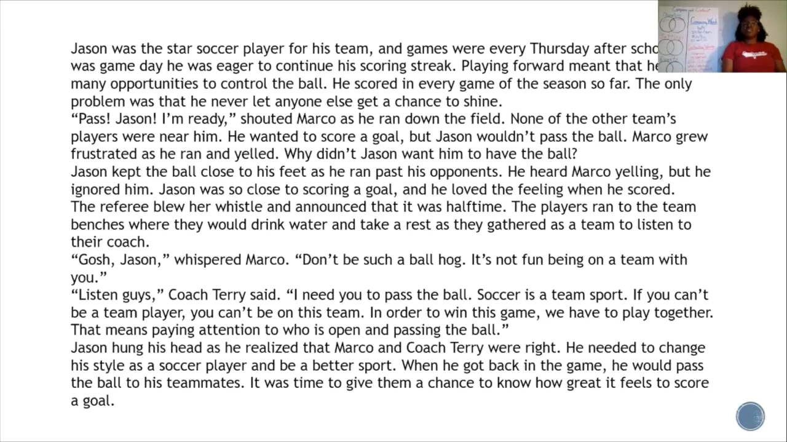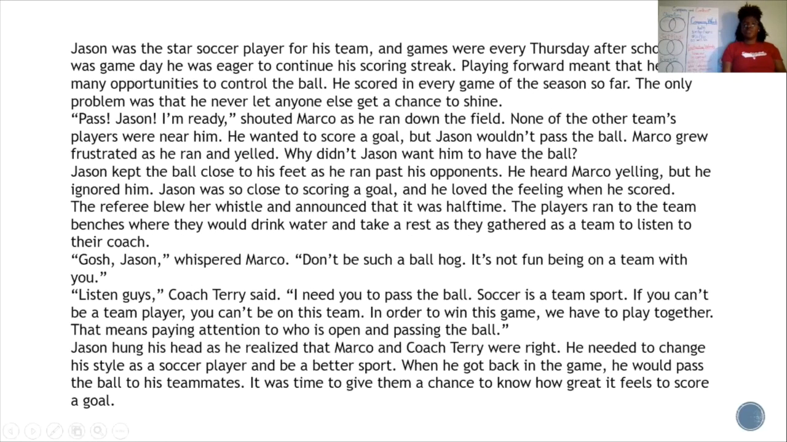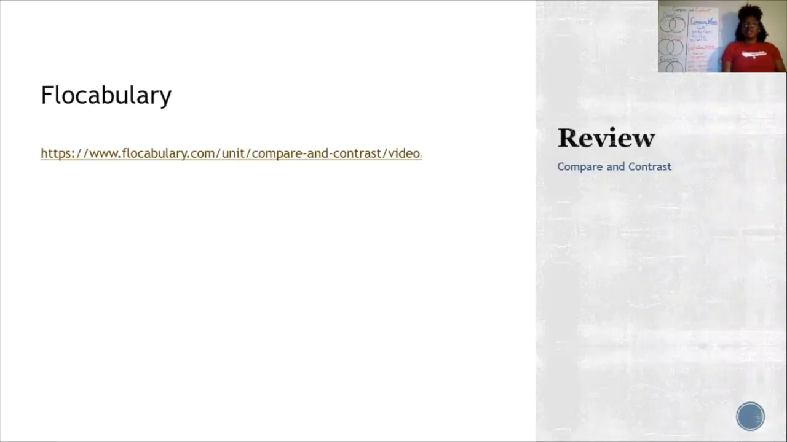What type of traits did Jason display? What type of character traits did Marco display? Even the coach. Going back to our previous story, what type of character traits did we read about for Marcella as well as Janet? Make notations of the character traits for each of your characters. All right.